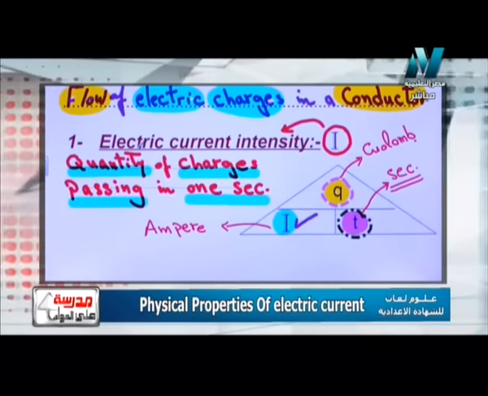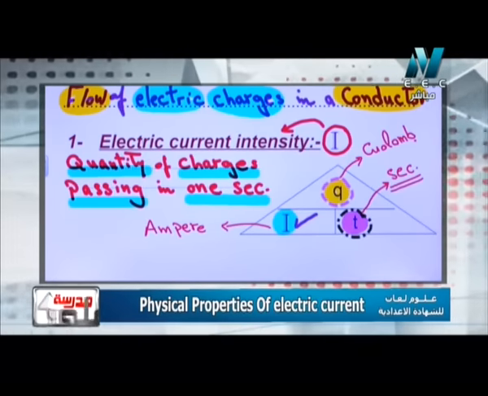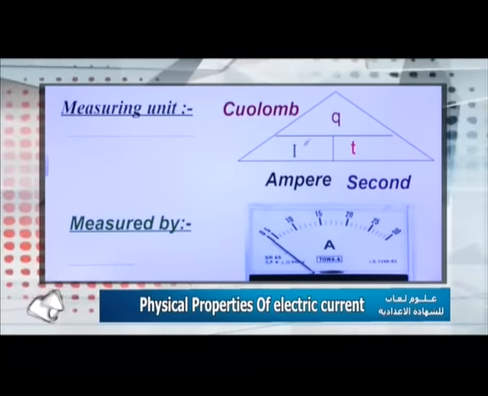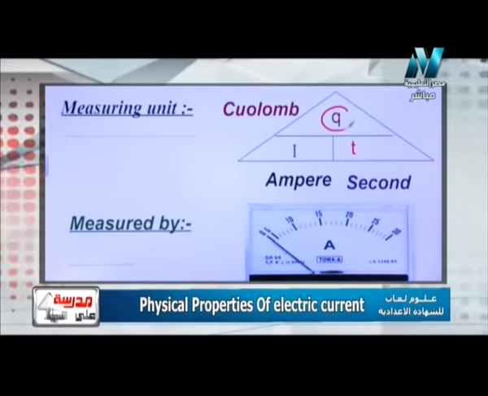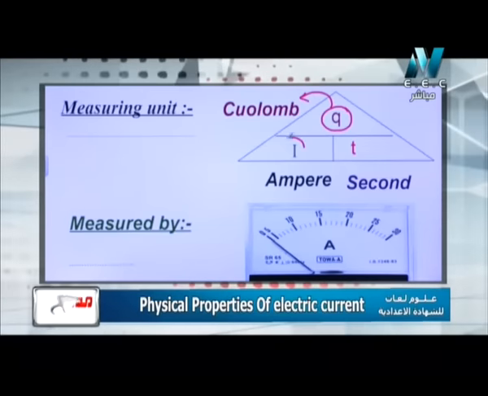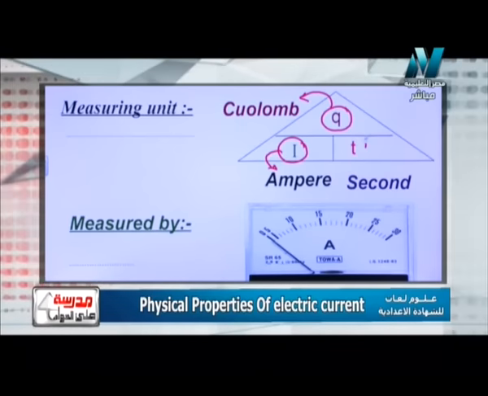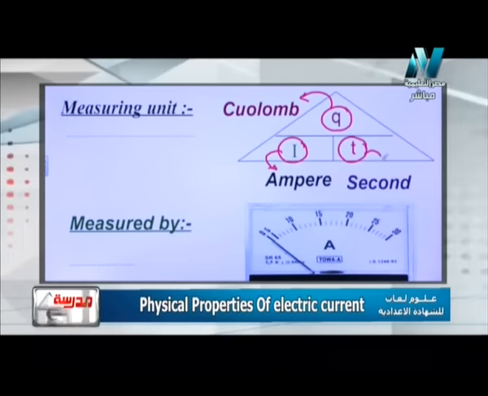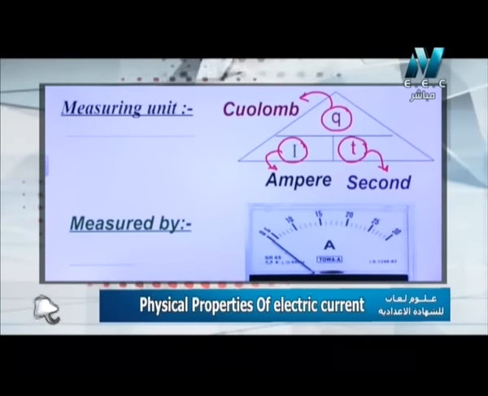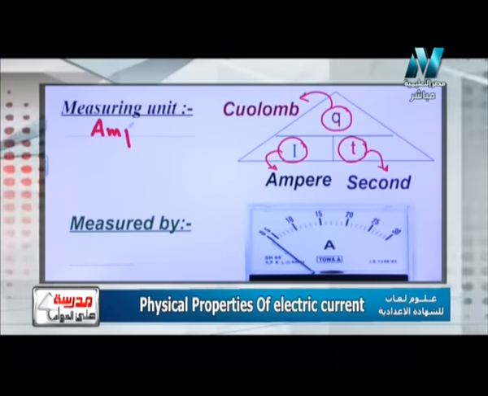Okay, so now dear students, we know what is meant by electric current intensity: the quantity of charge passing in 1 second. The measuring unit of the quantity of charge is coulomb, the measuring unit of electric current intensity is ampere, and the measuring unit of time is second, as you see in front of you. So the measuring unit of electric current intensity is ampere.